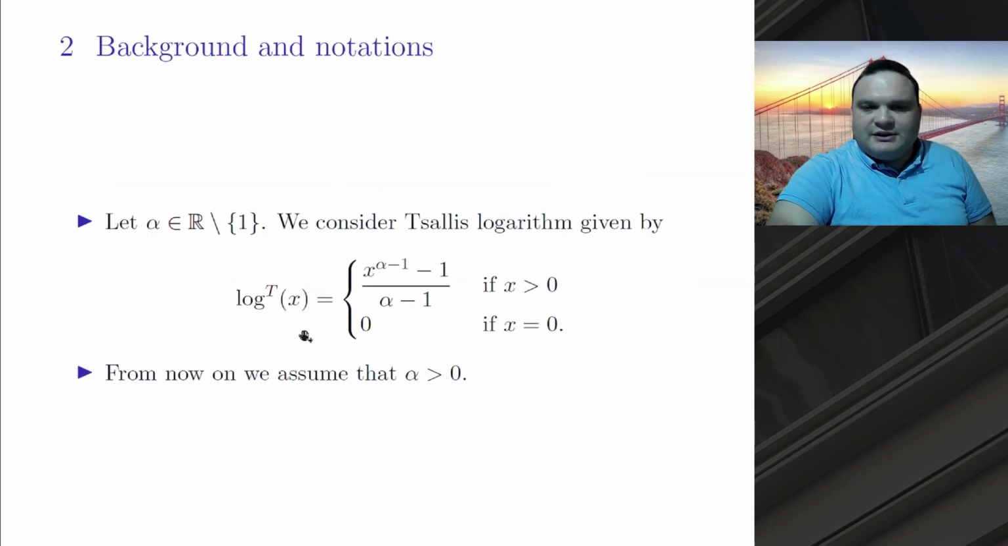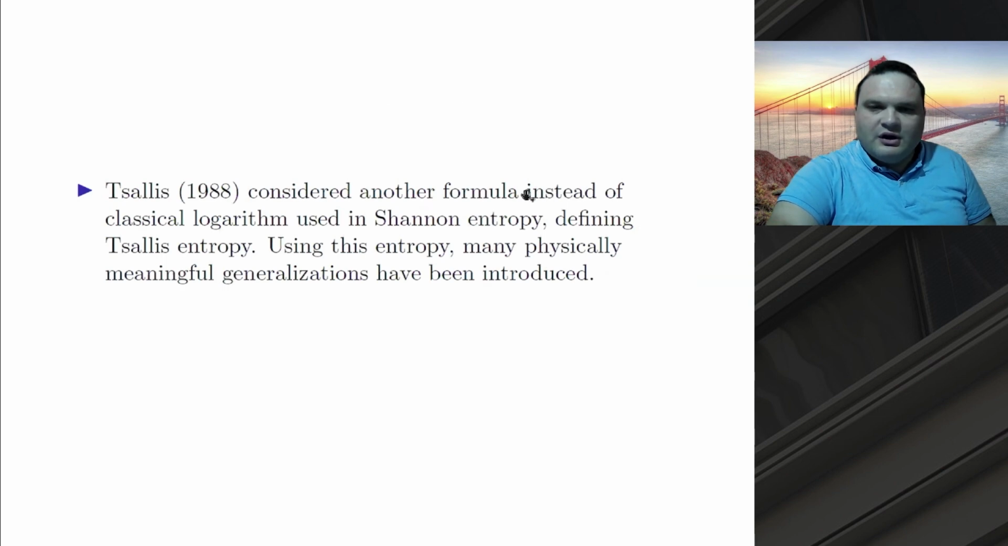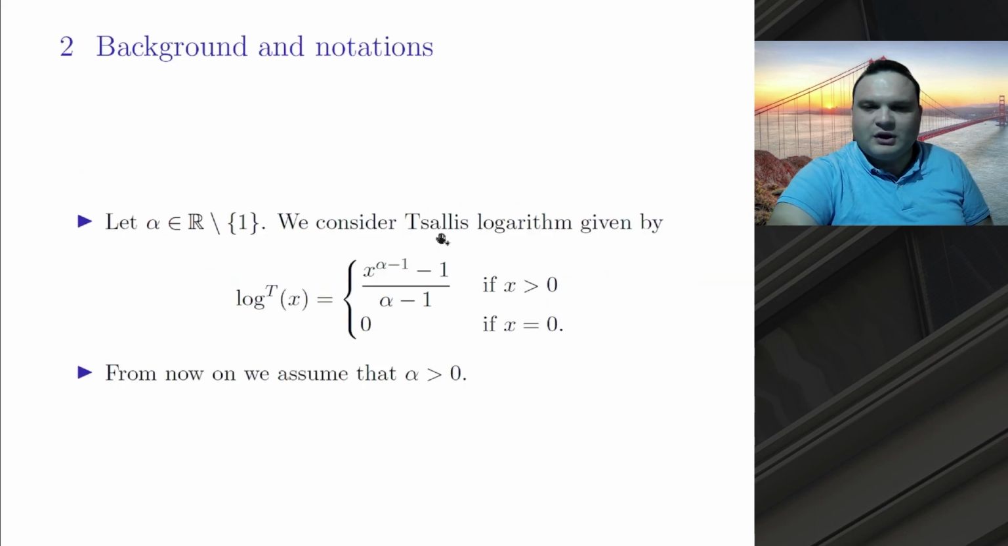Here is the definition of the Tsallis logarithm. This is another formula considered by Tsallis. It is called logarithm, like the classical logarithm, but Tsallis logarithm by many authors. In this note, we assume that alpha is positive, alpha being this parameter.